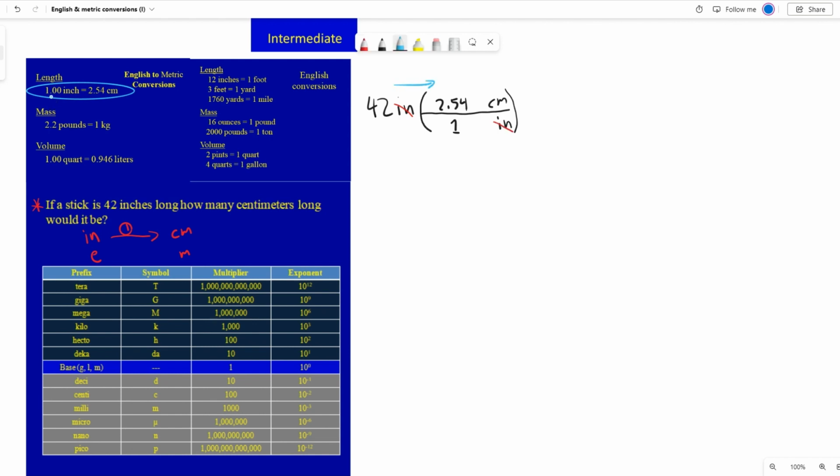Then as always, we multiply across and we divide up. We'll take 42 times 2.54 and then divide that by 1, and we'll come up with 106.7 centimeters. And that is our final answer for this problem. So that converted a length unit, inches, into another length unit, centimeters. The inches was an English unit, and the centimeters was a metric unit. So let's take a look at another problem that's more than one step and still does require us to convert between the English and the metric system.